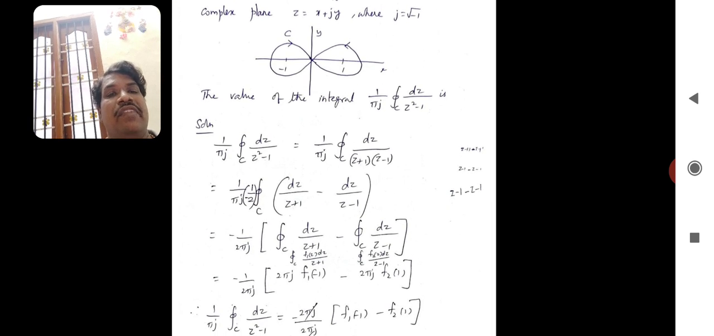And we can apply Cauchy's integral formula for each integration separately. In the first integration your f of z is 1, and in the second integration also your f of z is 1. But in the first integration the singular point is minus 1, and the closed curve C covers the point minus 1 in the clockwise direction, which is a negative direction. So therefore I have to include one negative, which is missed in the notes. It is a small change that you have to note down. So it is minus 2 pi j into f of minus 1.